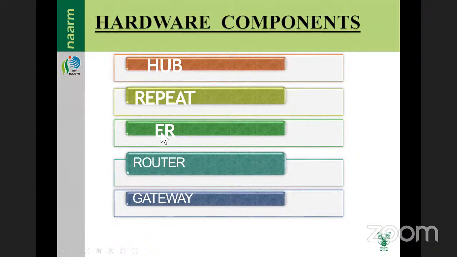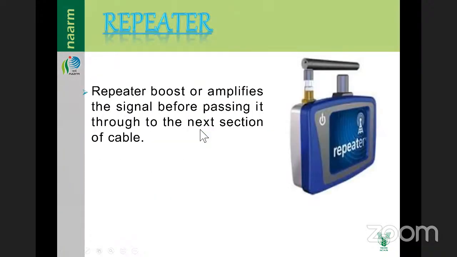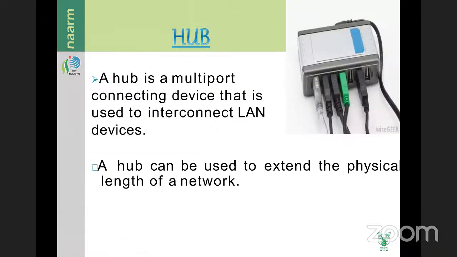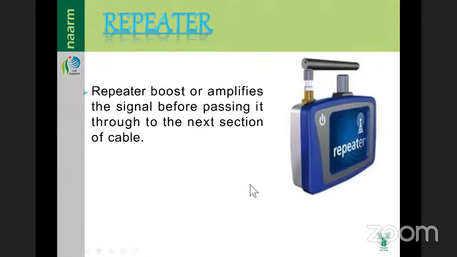Repeater. This is called a repeater, and one more is there. You see, these are the different types of switches. Hub is a multi-port connecting device that is used for the internet and LAN devices. I told you, it is an 8-port switch. 8-port switches are there, so like that it will connect. A hub can be used to extend the physical length of the network. We can extend. This is a repeater.